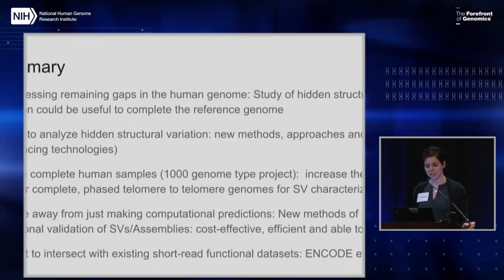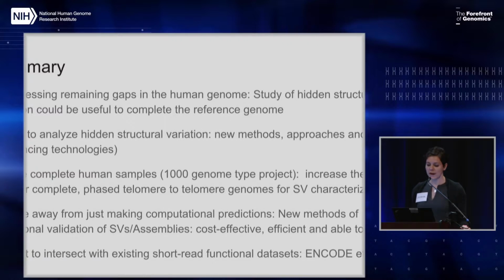There was a lot of discussion on how to analyze the hidden structural variation, and that new methods, approaches, and sequencing technologies just in general were necessary to meet that goal. Also, there was a lot of enthusiasm about completing more human samples. This was more leading to the drumbeat of creating a 1,000 genome type project. This is unlike the 1,000 genomes maybe that was put together with the short reads that focused on the single nucleotide variants. This needs to have a number of complete phased telomere-to-telomere genomes for structural variant characterization and getting into these parts of the genome that are otherwise difficult to characterize.